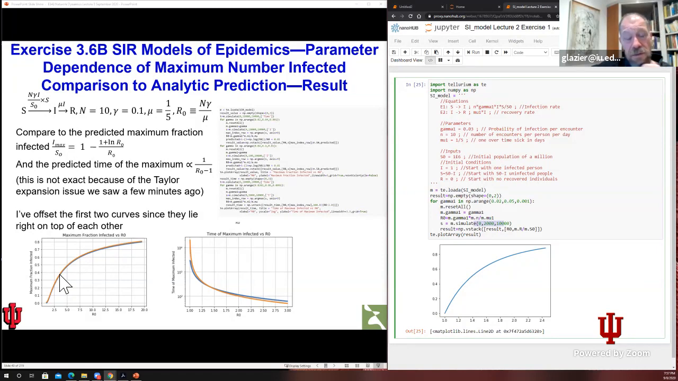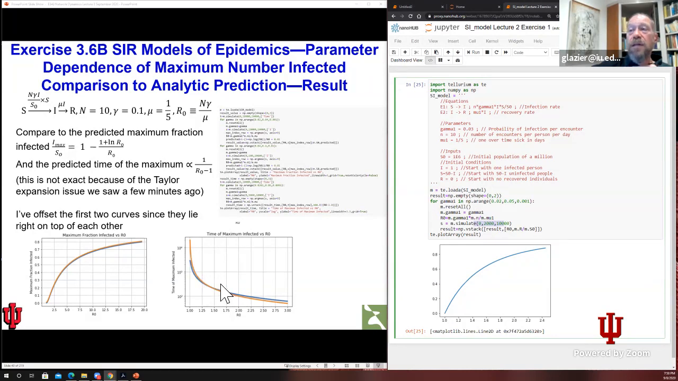Flattening the curve doesn't reduce the total number of people who get sick, but it does reduce the maximum. And you can see, even for modest R naughts in a naive population, you can have a peak where a lot of people get sick at once. So that's pretty serious. The time of maximum infection was approximate.